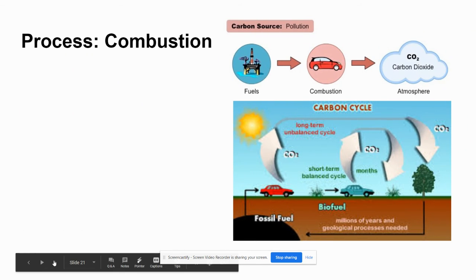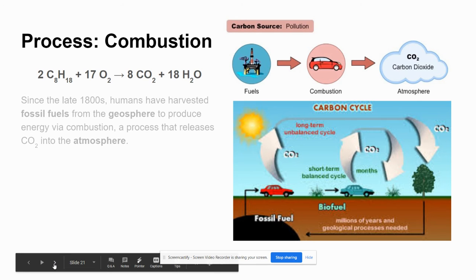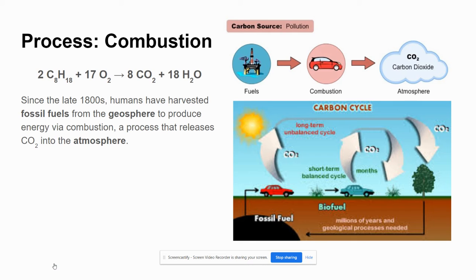The next process is combustion. You must have heard this word in chemical reactions. Combustion is the process of burning a hydrocarbon in oxygen to produce carbon dioxide and water. The products are always carbon dioxide and water whenever a hydrocarbon is burned. But along with that, it gives a lot of energy, which is used to run the engines of cars and other things. Where is this hydrocarbon coming from? This is coming from the fossil fuels which we are digging.